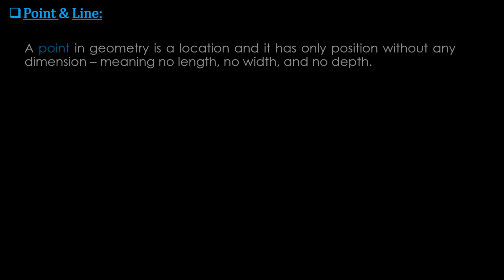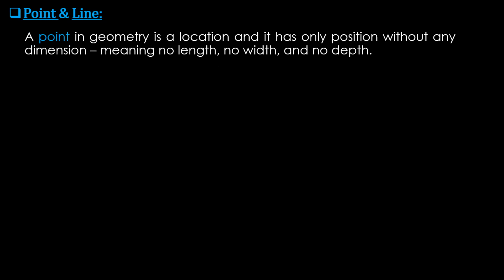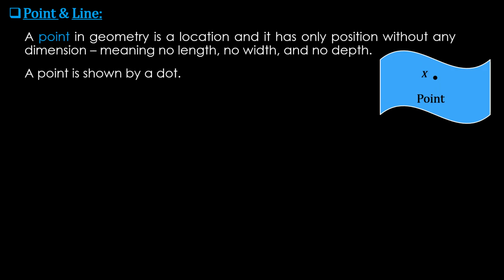Point and line. A point in geometry is a location and it has only position without any dimension, meaning no length, no width and no depth. A point is shown by a dot. So here in this figure, X is a point denoted by a dot. So this is a point. Example, in the figure X is a point.